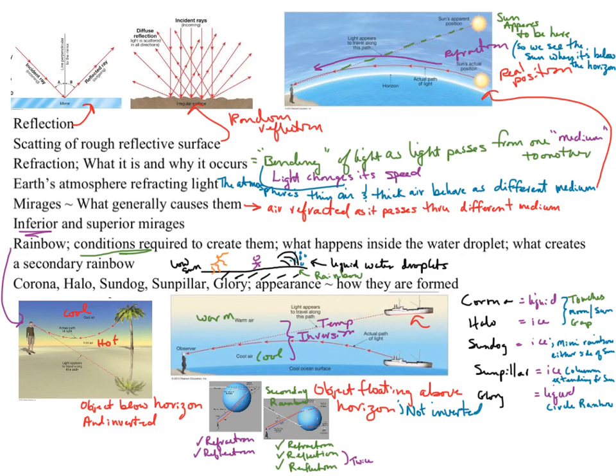Sundogs are caused by, like I said, ice crystals, and sundogs appear as kind of mini rainbows on either side of the sun. The sun needs to be low on the horizon, just like a rainbow, for sundogs too. Sun pillars are a vertical pillar or shaft of light extending above or below the sun, and they're caused by ice crystals. Glory, this semester I've come up with, and I think maybe a student threw this out, looks like a circular rainbow. That's what it kind of looks like to me. It's caused by liquid water droplets.